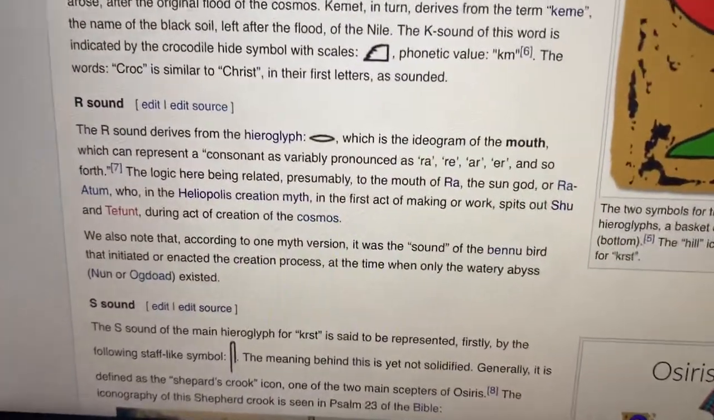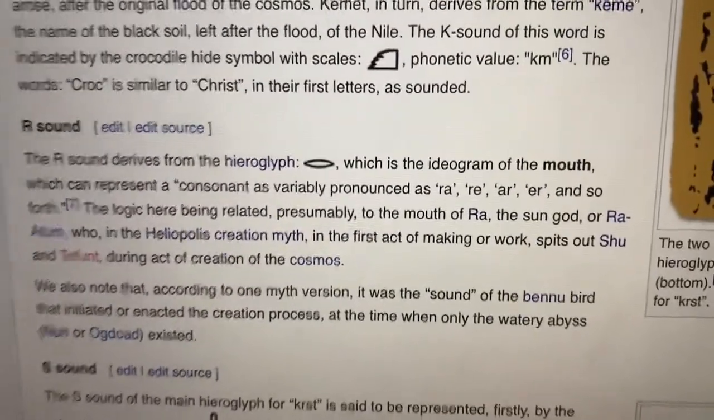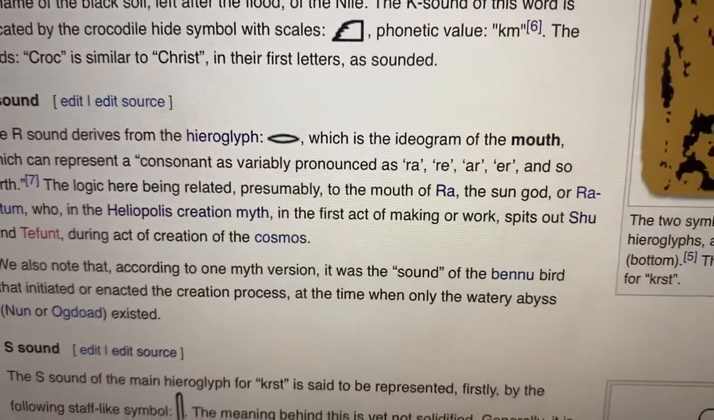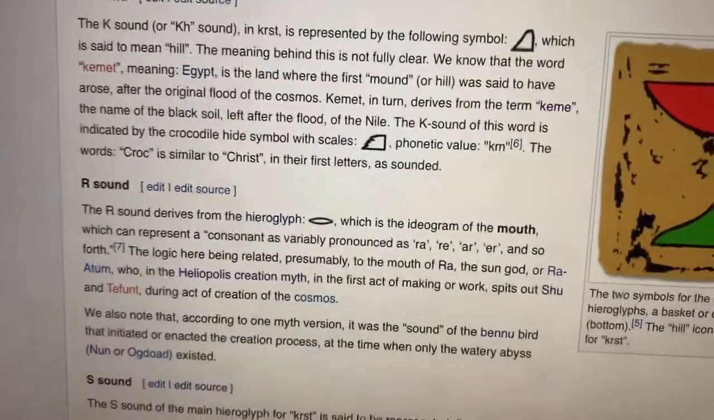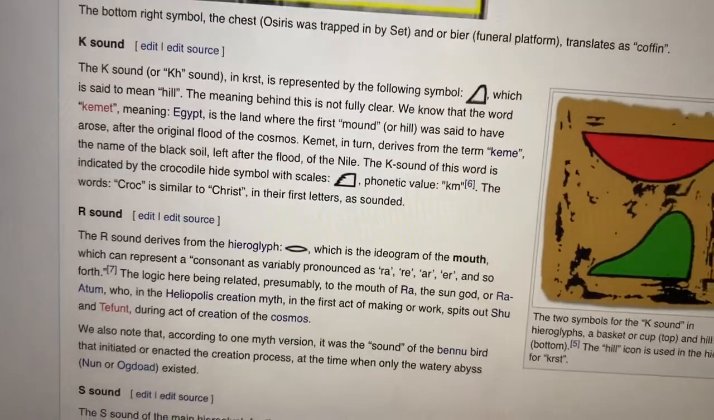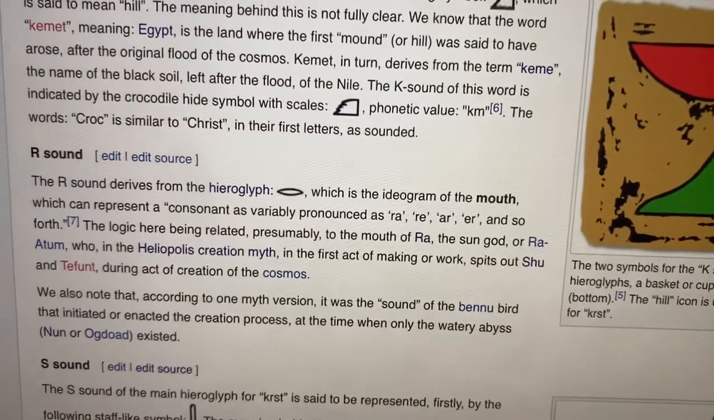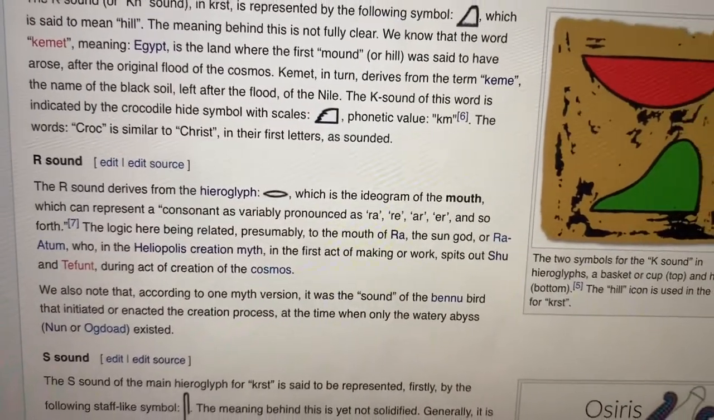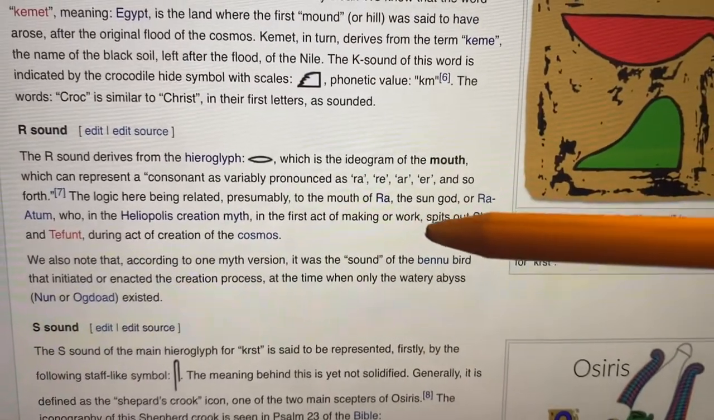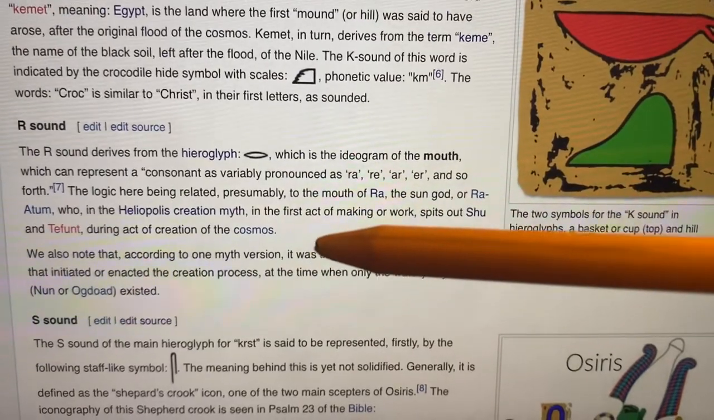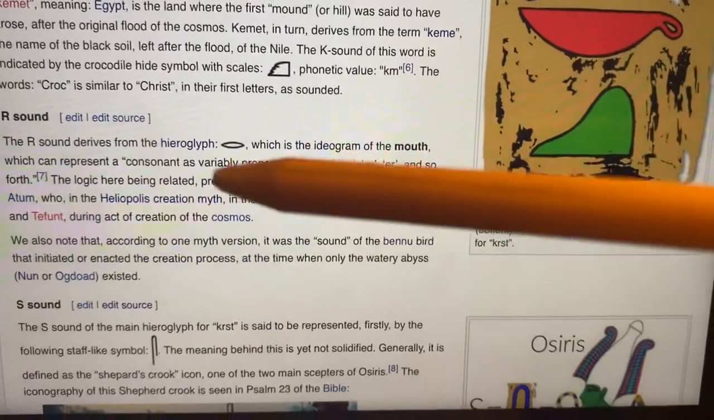Next we have the R symbol. And that is the hieroglyph of a mouth. And it can be read or pronounced ra, re, r, air, whence K plus R gets our first two letters of Christ. And supposedly this is connected to the god Ra through Greek ciphers. And Ra, or Atum-Ra, is the first god in the Heliopolis creation myth. And his first act of creation is to spit out Shu and Tefnut, so out of his mouth.